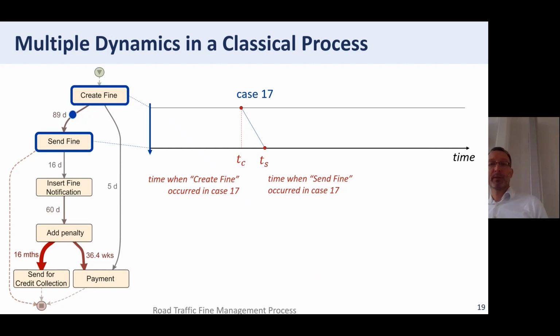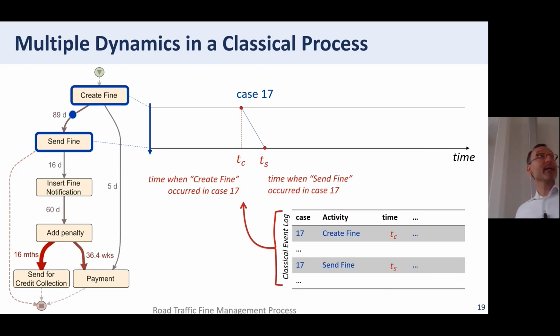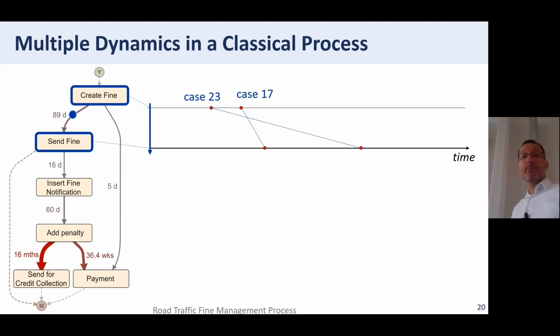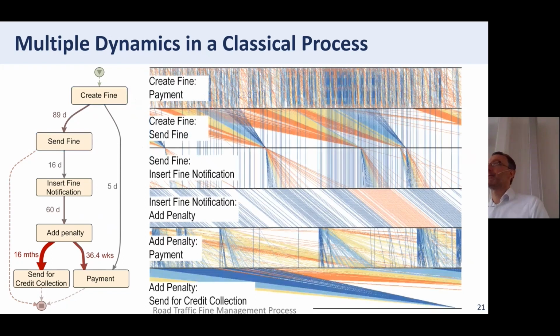Super simple. All I need for this is my classical event log. Case identifier, activity, time, nothing else. If I have a second case, and of course I do, then this may start earlier and finish later, for example. So if I do this for the road traffic fines data, I get this picture.